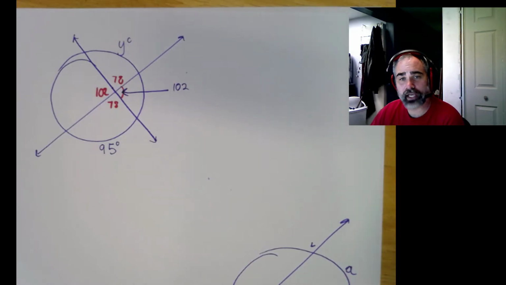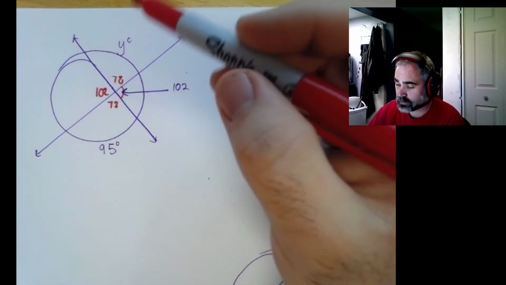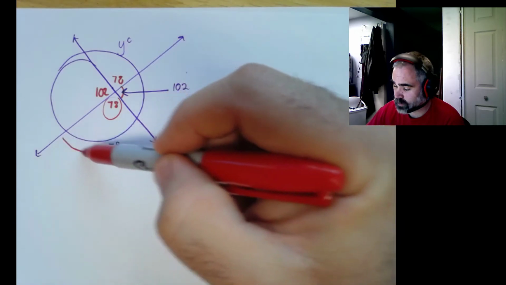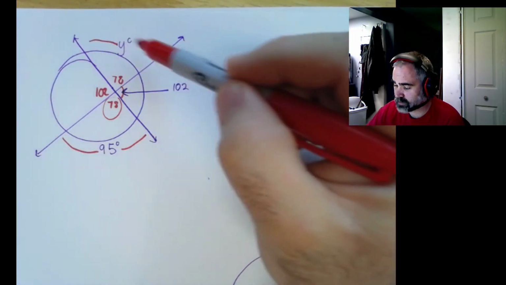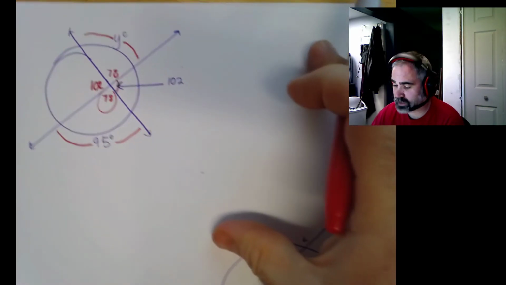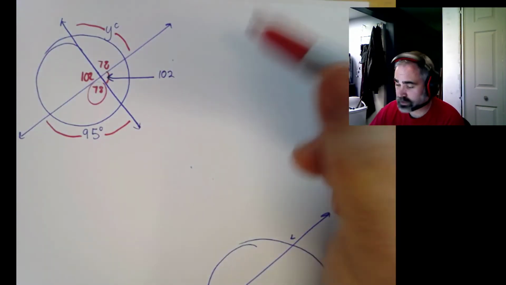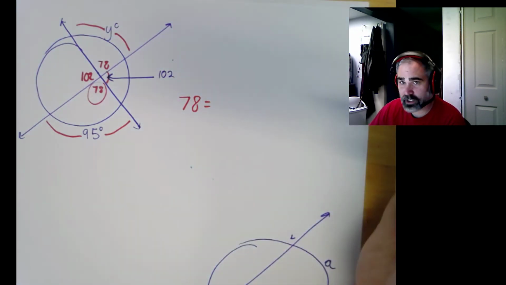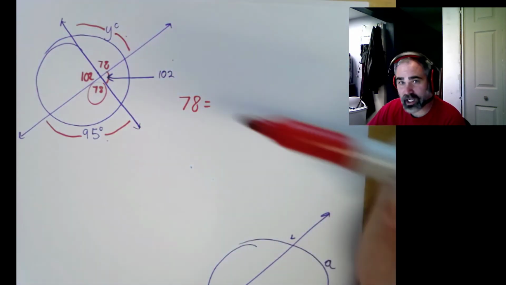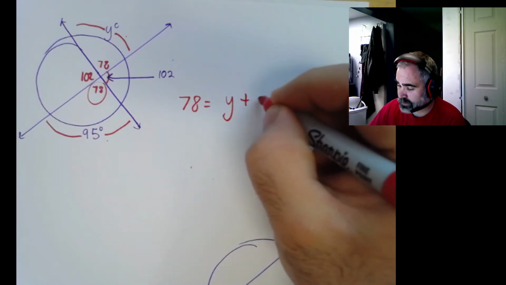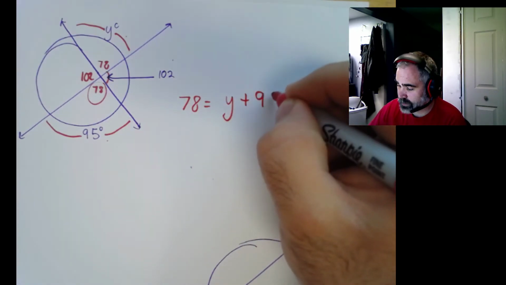Now the next thing I know is that with intersecting chords, whatever this angle is always going to be the average of the arcs that make it up. So let's see if we can plug in the pieces. Remember those intersecting chords. So I know that this 78 degrees has got to equal these two added up divided by 2. So let's try that. y plus 95 divided by 2.